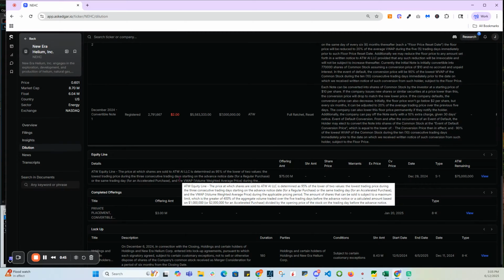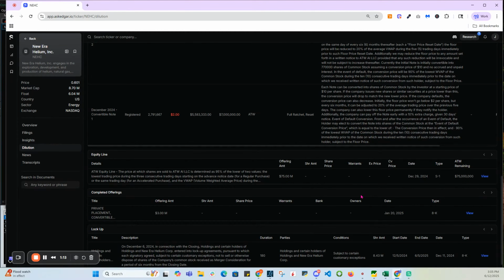So here, as you can see, the way it's priced is 95% of basically the VWAP over a certain period of time. So they're just getting a discount and then selling it into the open market like an ATM. But then you can see that the amount of shares that can be sold is subject to a maximum, which is the greater of 400% of the aggregate volume traded over the 5 trading days. So that's actually a pretty high limit, whereas a lot of times you might see, okay, there's a 200K share max, or we can only sell $500,000 in a given day.